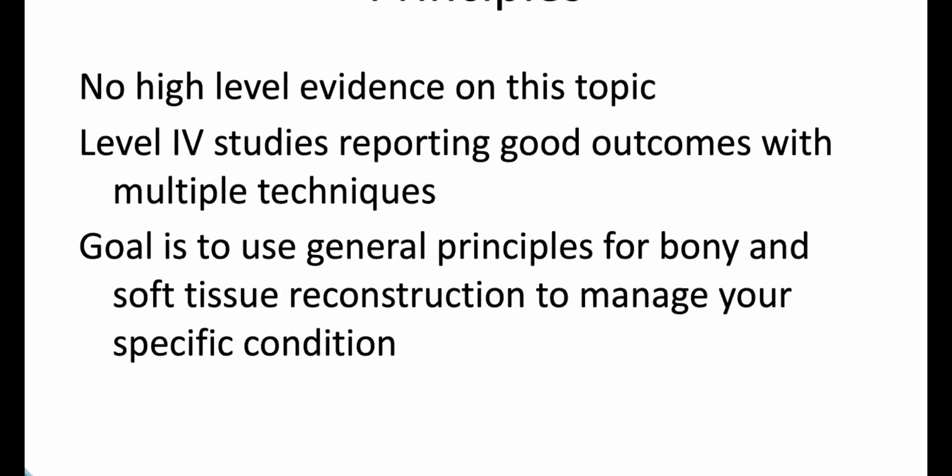And so it's not really a fair debate, because I think most people would say the ideal reconstruction is a toe transfer. But I'll tell you, there are no high levels of evidence on this topic, so we're really left with level 4 studies reporting good outcomes with a variety of techniques. And I really say the goal is to use general reconstruction principles for bony and soft tissue to manage your specific condition.